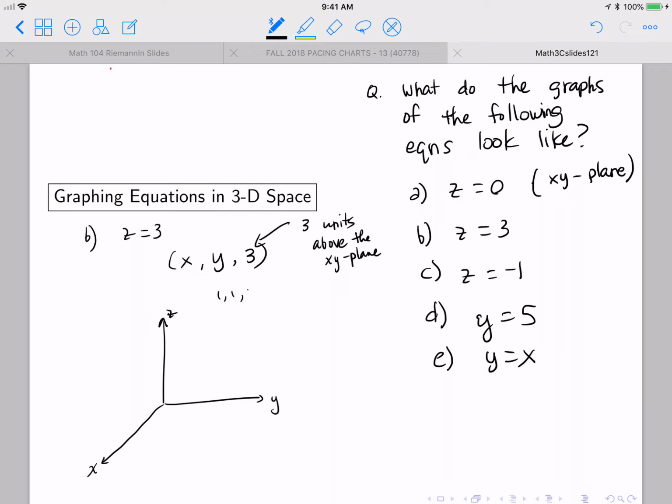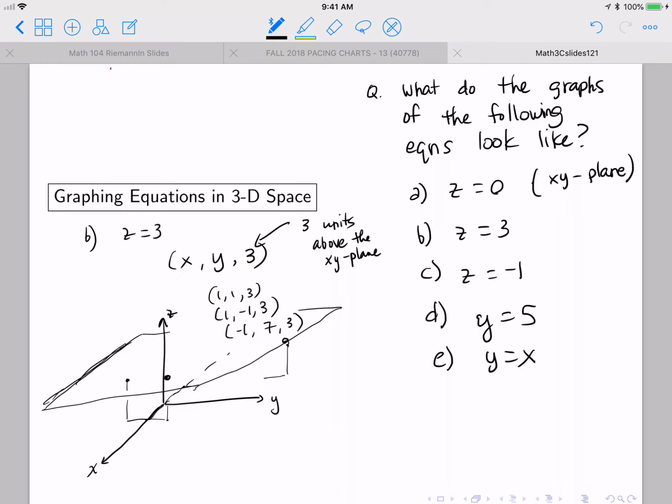So for instance, 1 comma 1 comma 3: come out 1, go to the right 1, go up 3. 1 comma negative 1 comma 3 should be come out 1, go to the left 1, and go up 3. Negative 1 comma 7 comma 3: I would go back 1, go 7, but I'm going up 3. Do you see how all the time we're coming up 3? We're always 3 units above. So the graph is going to be a plane that is parallel to the xy plane. It's the xy plane, but imagine lifting it 3 units up. So this distance here is 3 units. So what does the graph look like? It is a plane parallel to the xy plane, but it is 3 units above.